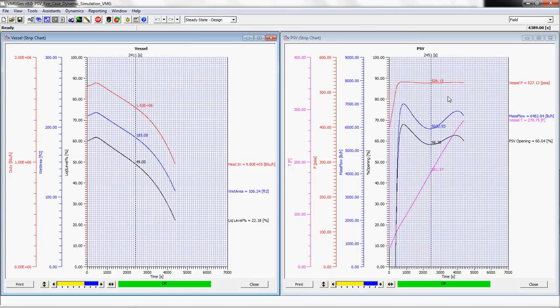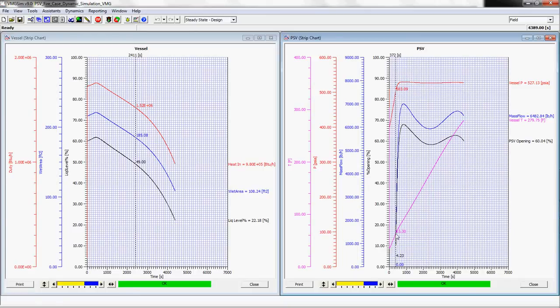The PSV strip chart is a lot more interesting than the vessel strip chart. The black line is the PSV opening percentage. The blue line is the relief mass flow rate. The red line is the vessel pressure, while the pink line is the vessel temperature. As expected, the vessel pressure and temperature start to rise at the beginning. At about 370 seconds, the vessel pressure is about 500 psia, which is at the PSV set pressure. That's why the PSV starts to open a little bit.